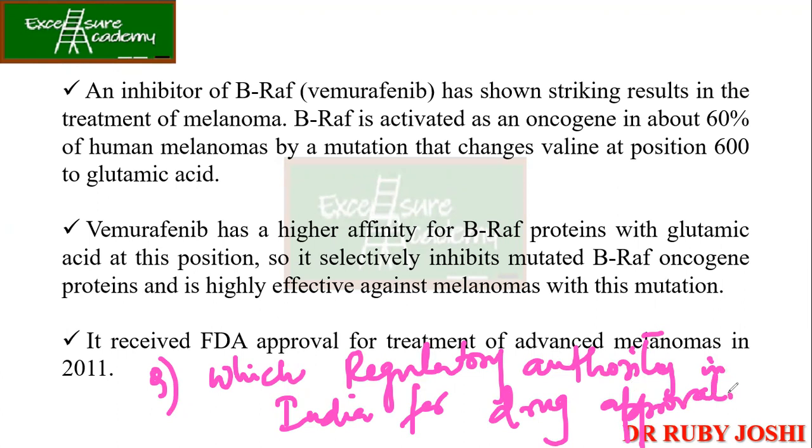Similarly, in India, if someone has taken your drug, we also have so many companies, so many clinical research organizations, and so many pharma companies. What if we are making or synthesizing a drug which is giving 100% or 90% effectiveness? So what is that regulatory authority in India which is going to give the approval for the drug to be introduced into the market?